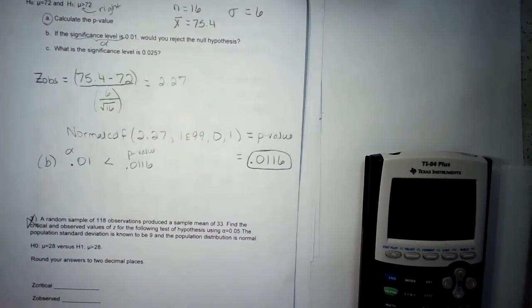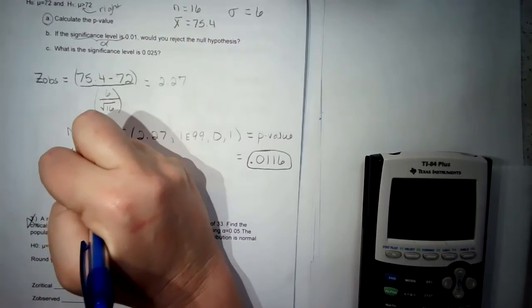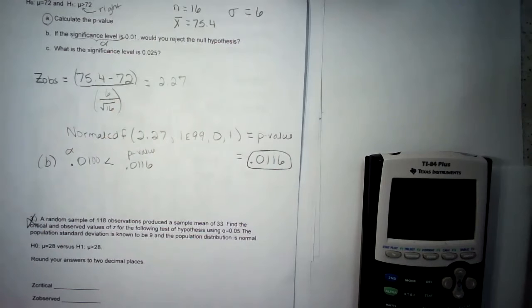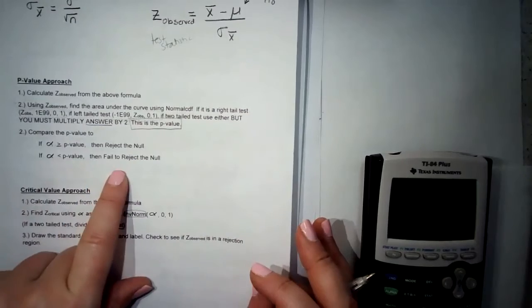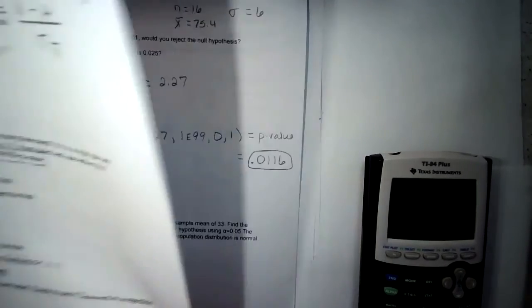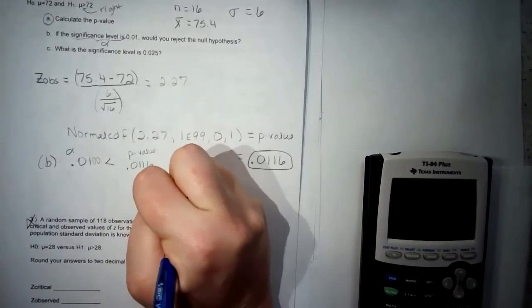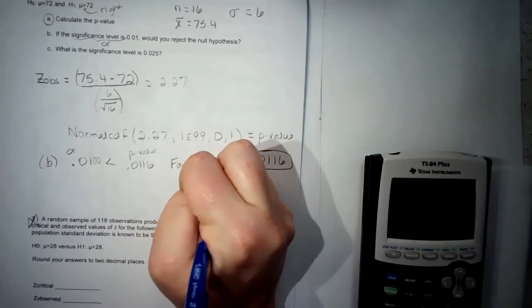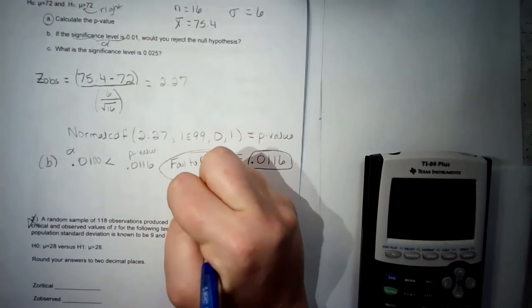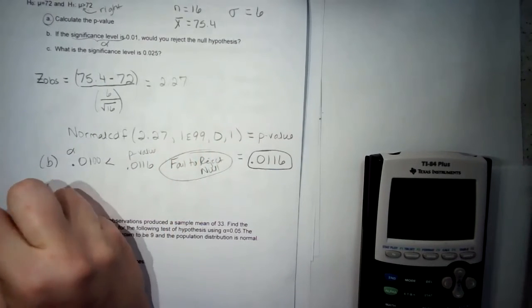Hopefully you realize it's smaller, right? If you want to, you can add on some more zeros so they have the same number of digits to help you compare it, but it's smaller. So if alpha is smaller, we're going to fail to reject the null. And that's what you would write. Fail to reject null. Okay.